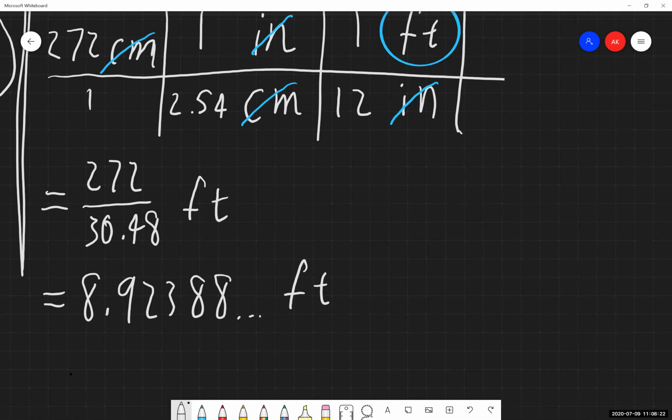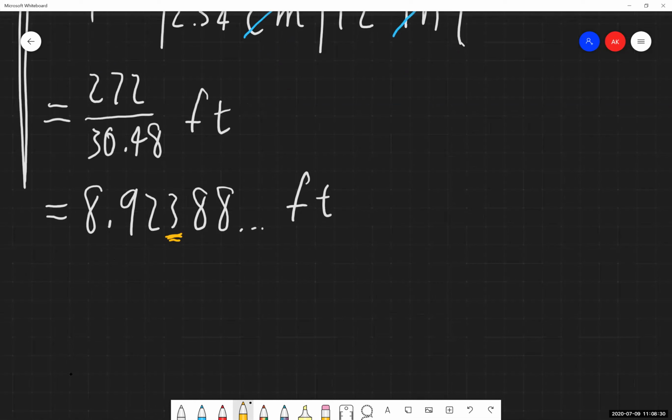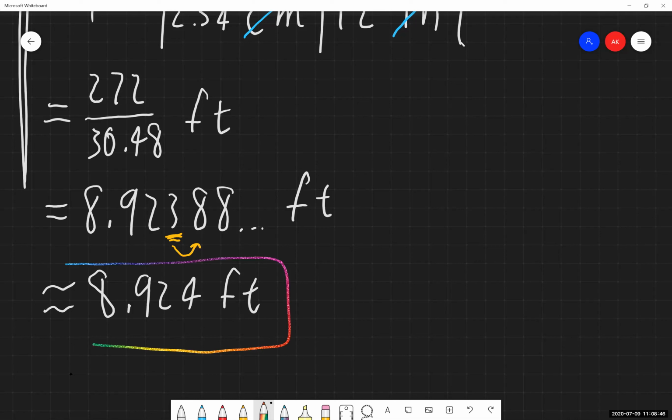Now we were told in the problem to round to the nearest thousandth, which means I'm rounding to there. I look to the number just to the right of it. It is 5 or greater, so that means I am going to round up. So our final answer is going to be 8.924 feet. Okay.